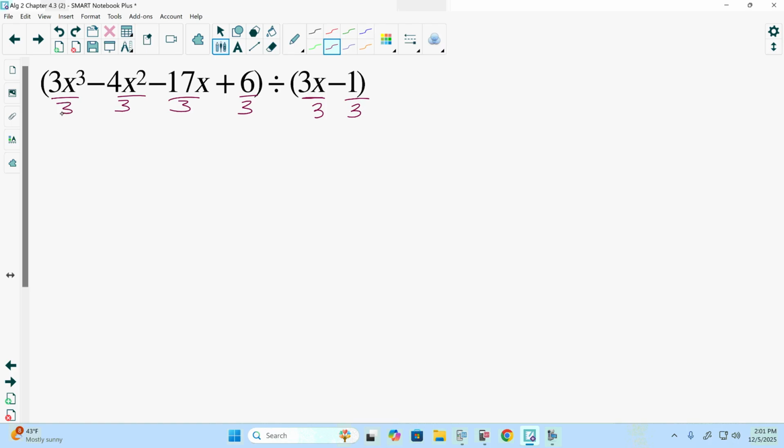Now, if it had been x squared plus 3x plus 1, that's fine, because the number in front of x squared is 1. But since 3x is the variable with the biggest exponent, we have to get it to be 1. Which means now that I have x minus 1/3, because 3x divided by 3 is x, 1 divided by 3 is 1/3. Now for the other set of parentheses, 3x cubed divided by 3 is x cubed.